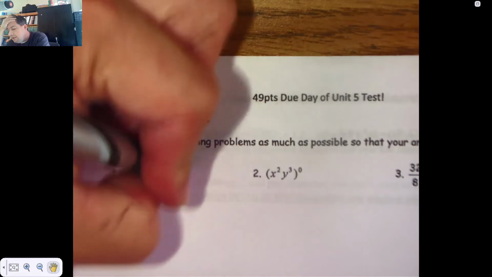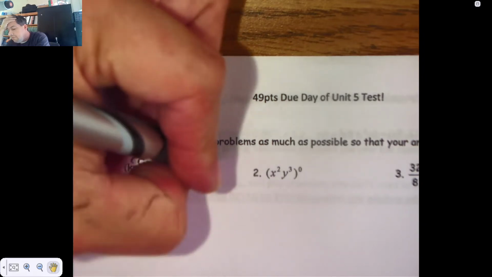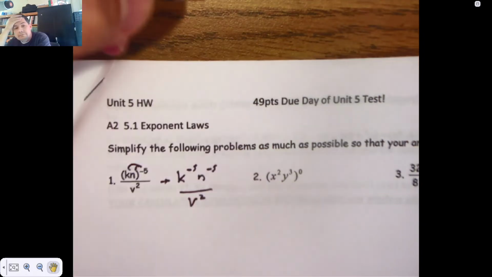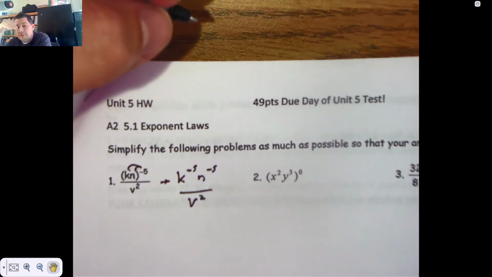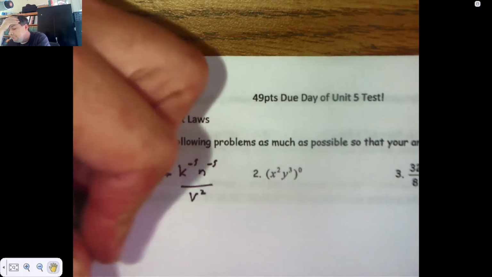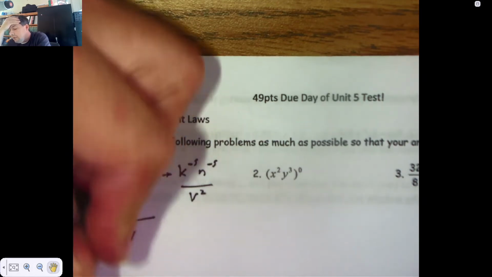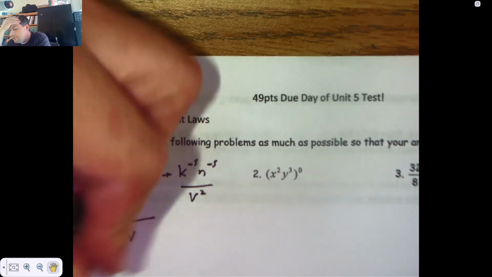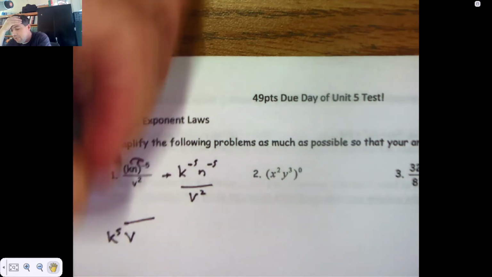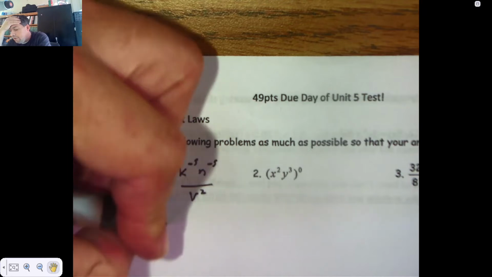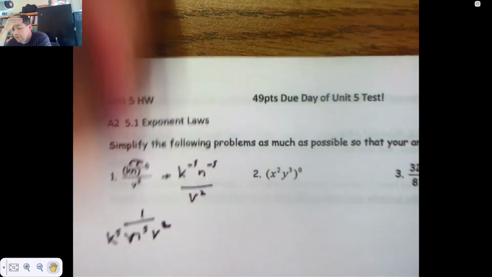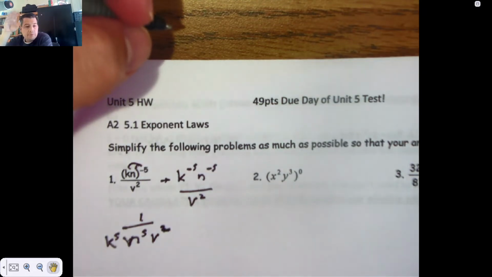This becomes k to the negative fifth, n to the negative fifth over v squared. Now, if an exponent is negative, you can shift it to the denominator and make it positive. So I can make that k positive, I can make that n positive. I should actually put the k first, alphabetical order, and then the n, and then the v, and the understood one. Sorry that looks so bad, but that's a 1 over k to the fifth, n to the fifth, v squared.